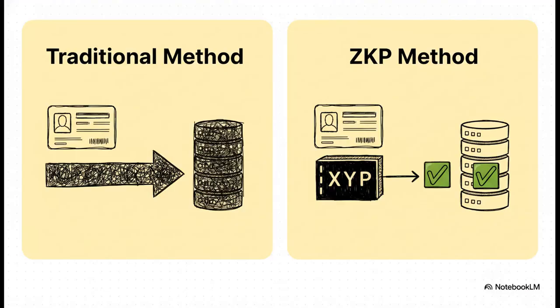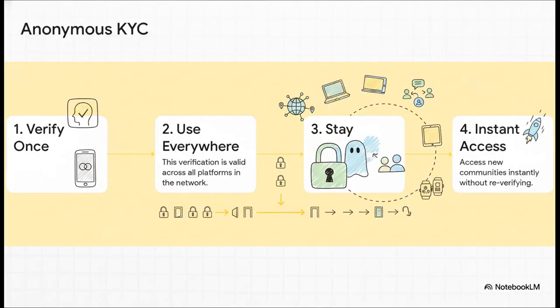Okay, the first pillar is a total game changer: zero knowledge proofs. Right now, you send your entire ID file. With a ZKP, you can prove a fact is true, like I am over 18, without revealing any of the data behind it. The website doesn't get your name, it doesn't get your birth date, it just gets a cryptographically secure yes. That's it.